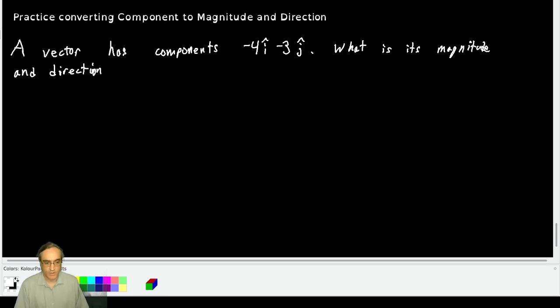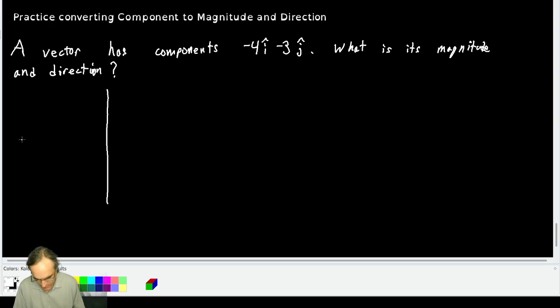Okay, here we go, converting the other way from component form to magnitude and direction. So here we have a vector with components minus 4i hat, minus 3j hat. And we want to know what is its magnitude and direction.